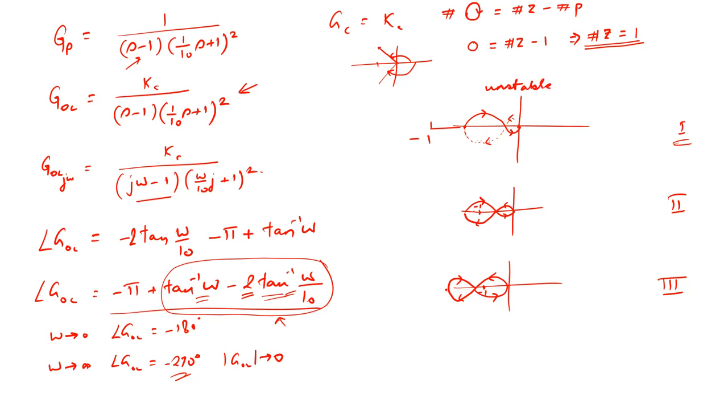Let's look at this one, scenario 2. In this case, we are getting one clockwise encirclement.